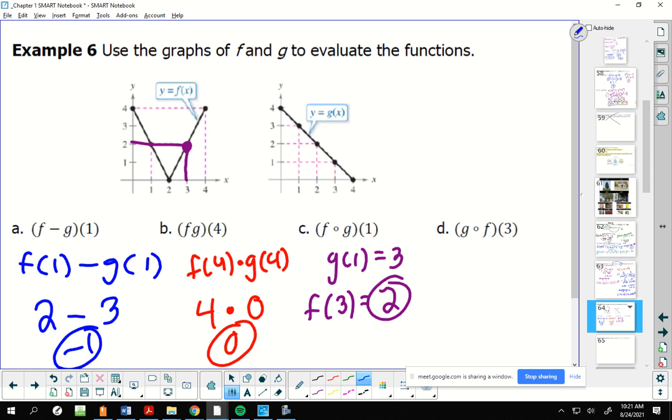So here we do f of 3 first. So f of 3 is 2. And we take that result and plug it into g. And g of 2 is 2.